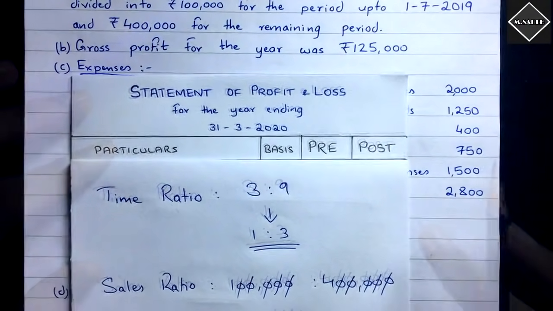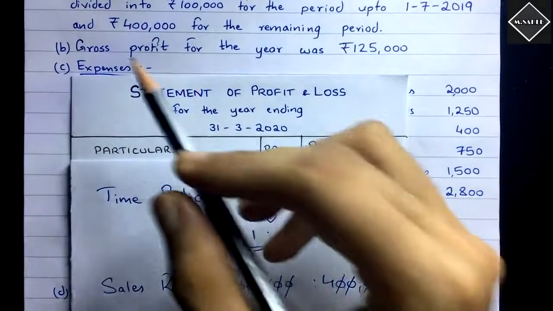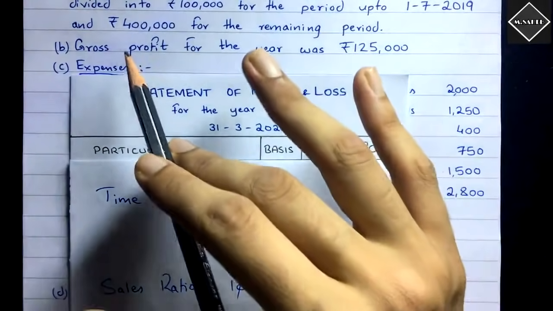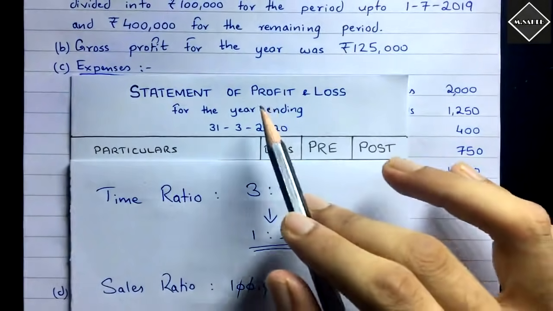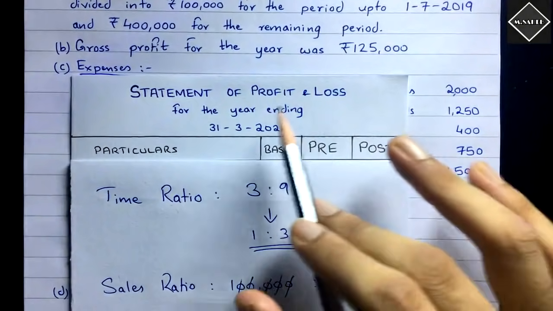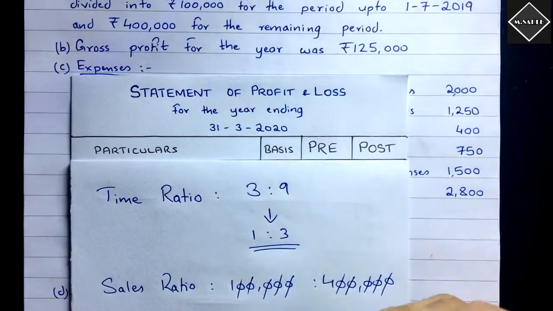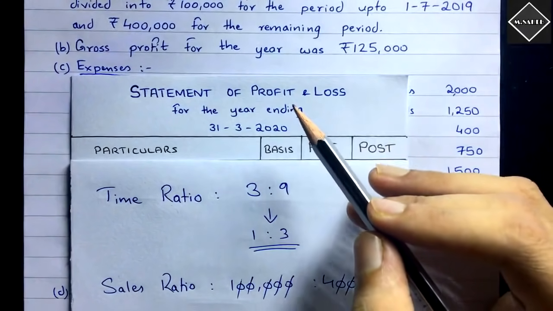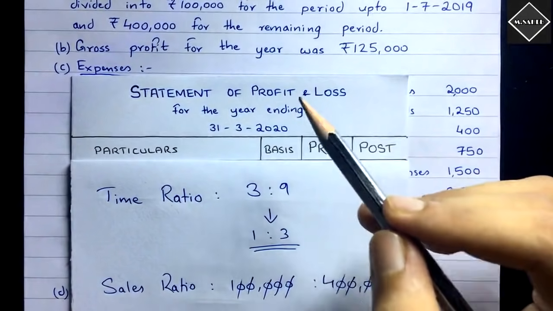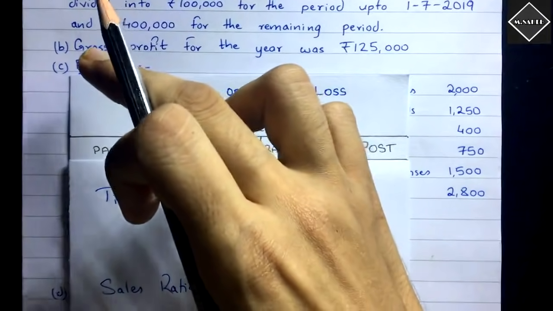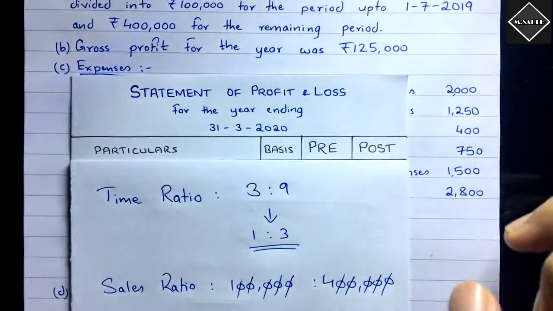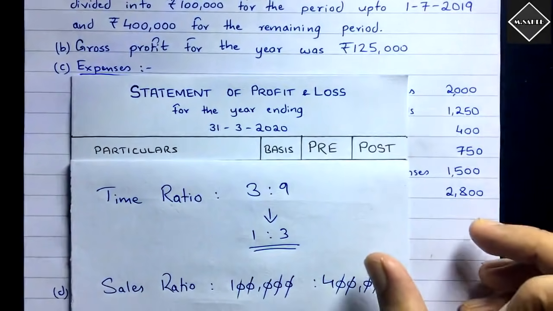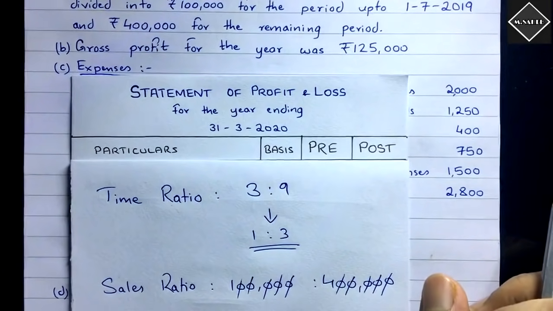So now let's start. The first thing that we are going to take is the gross profit. Why gross profit? Because gross profit is income. Why do we prepare the profit and loss statement? We prepare it so that we can find out the net profit. To find out the net profit, we have to deduct all the expenses from income, then only we can find the net profit. So that is what we have to do.